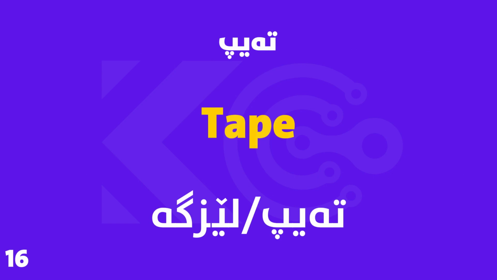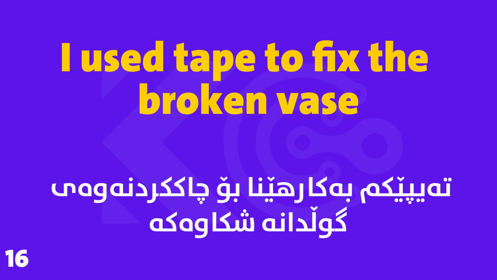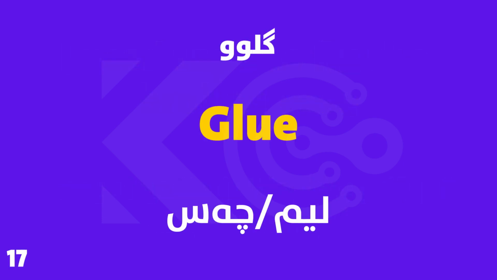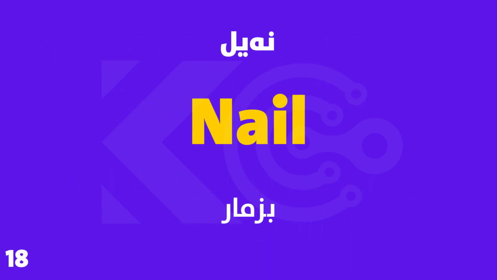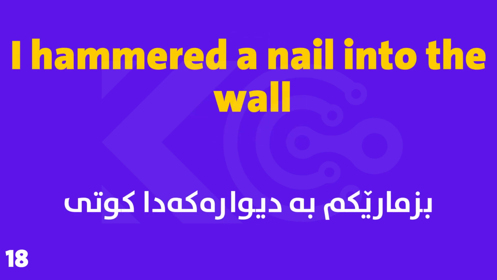Tape. I used tape to fix the broken vase. Glue. I used glue to stick the paper together. Nail. I hammered a nail into the wall.